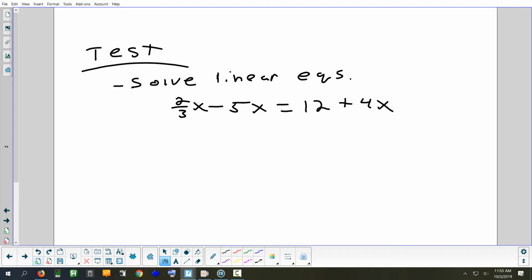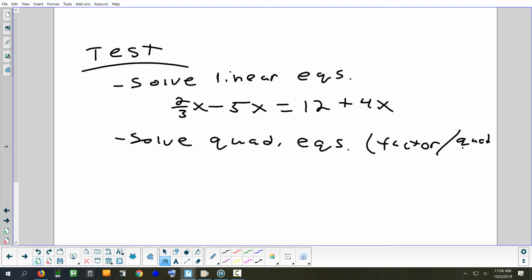All right? Solve quadratic equations. There's 2 methods you can use. Factor, quadratic formula. So that would be something like 3x squared plus 2x minus 6 equals 0. Now, don't actually try to solve that. I might have just made one up that's no solution. The one I give you on the test has a solution, but it'll look something like that. Okay?